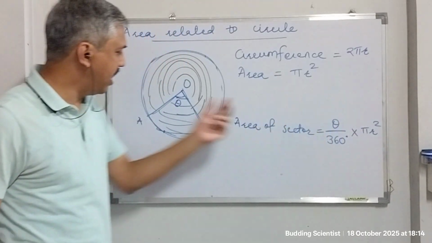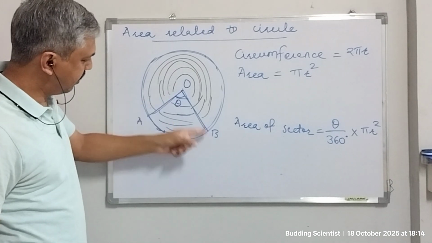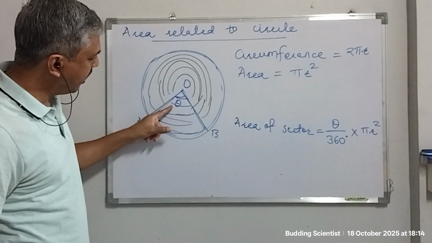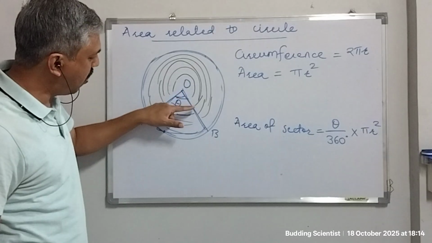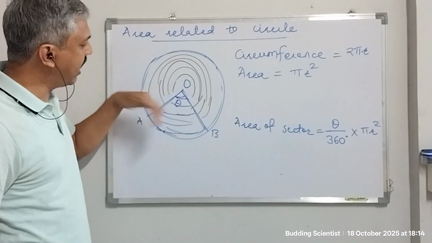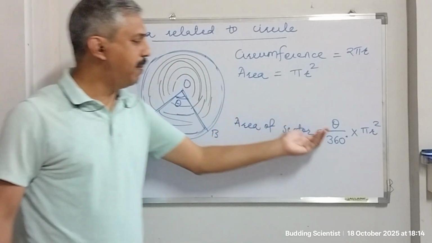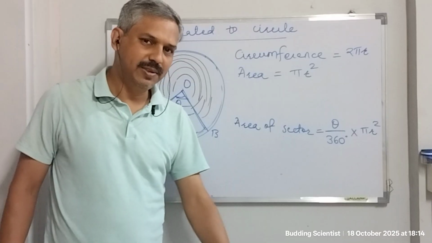The value of theta, if theta corresponds to this smaller angle, if theta is less than 180 degree, you are obviously talking about the minor sector. If the value of theta is greater than 180 degree, then you are talking about the major sector. Take the appropriate angle theta, you will get the answer.